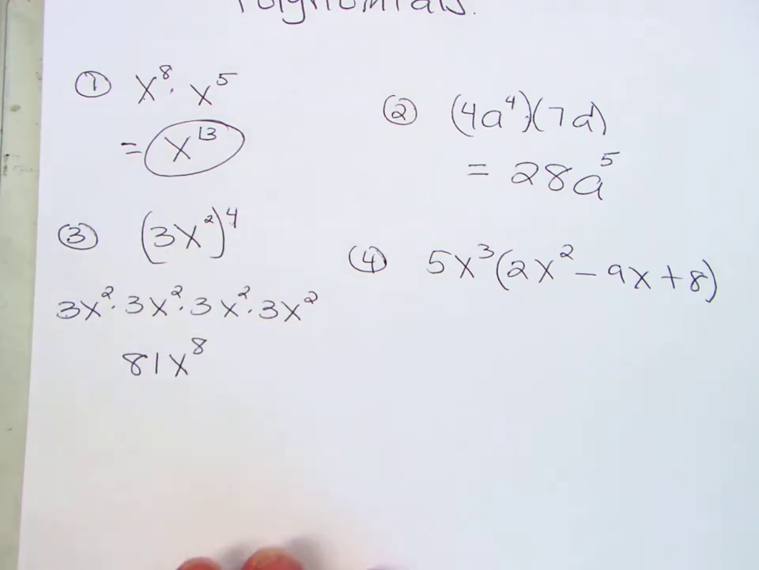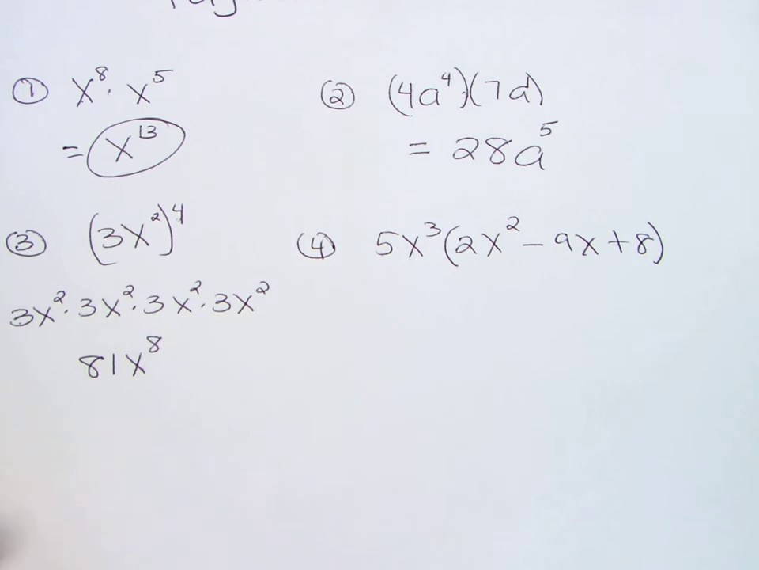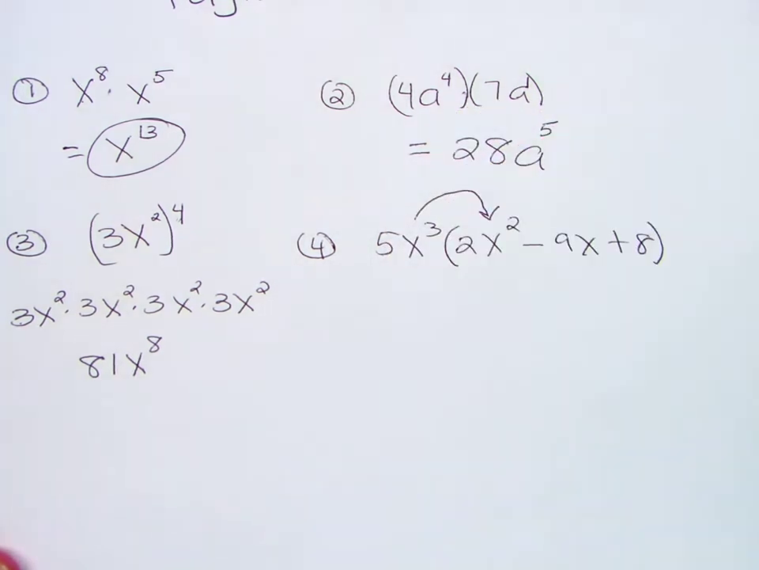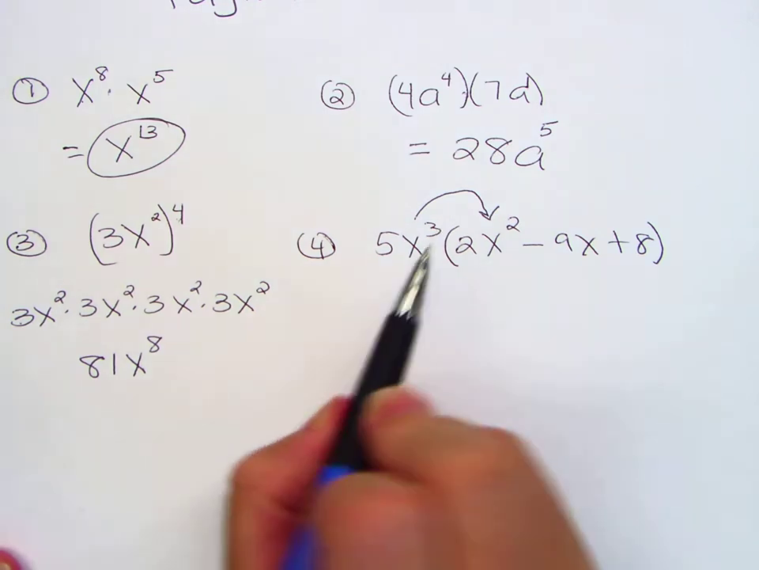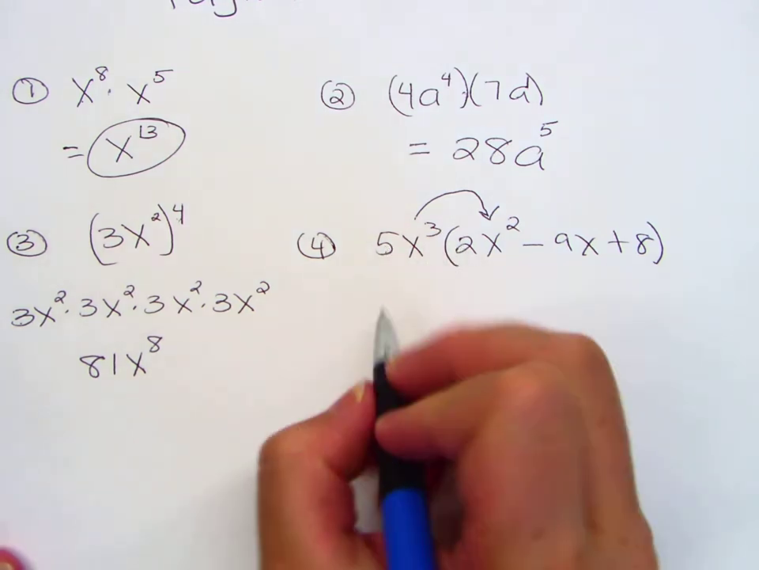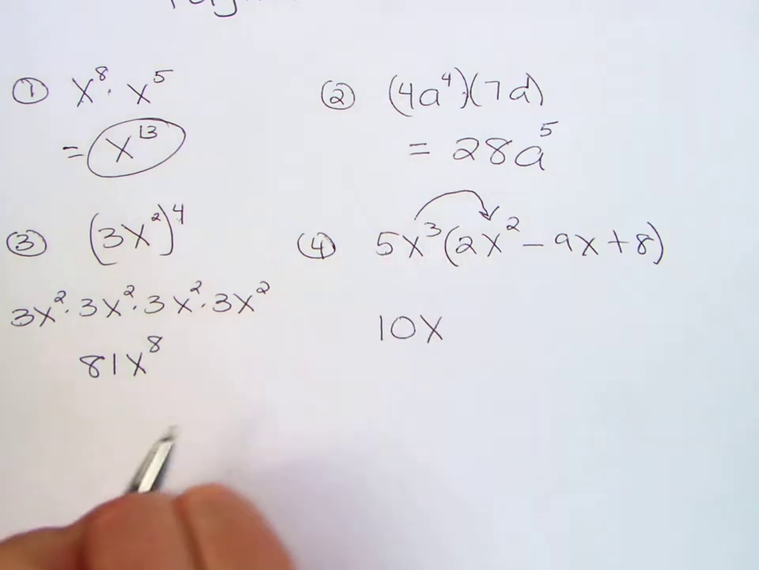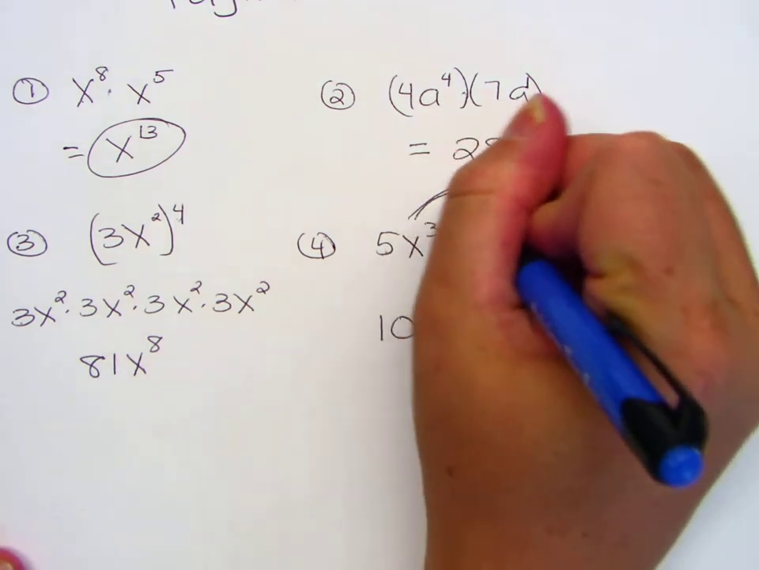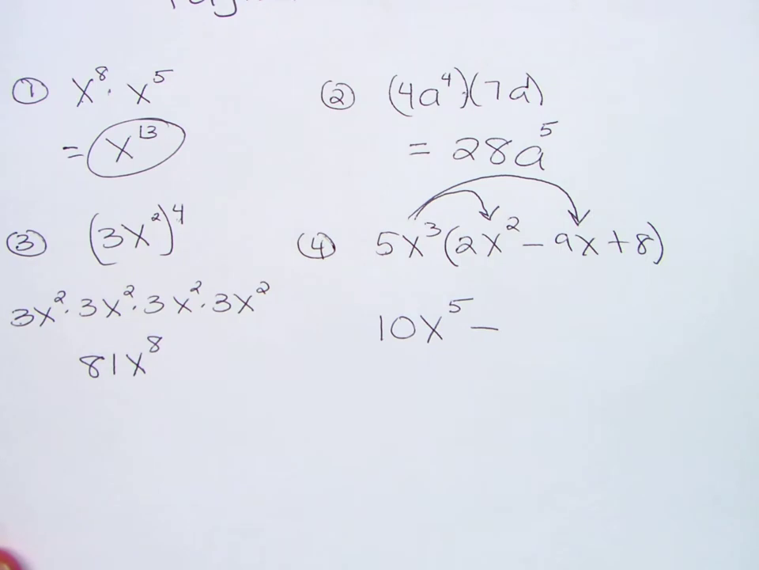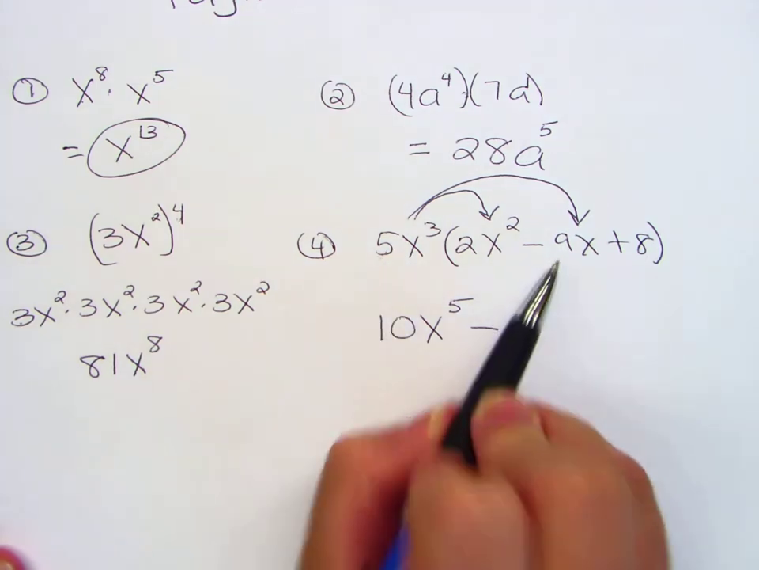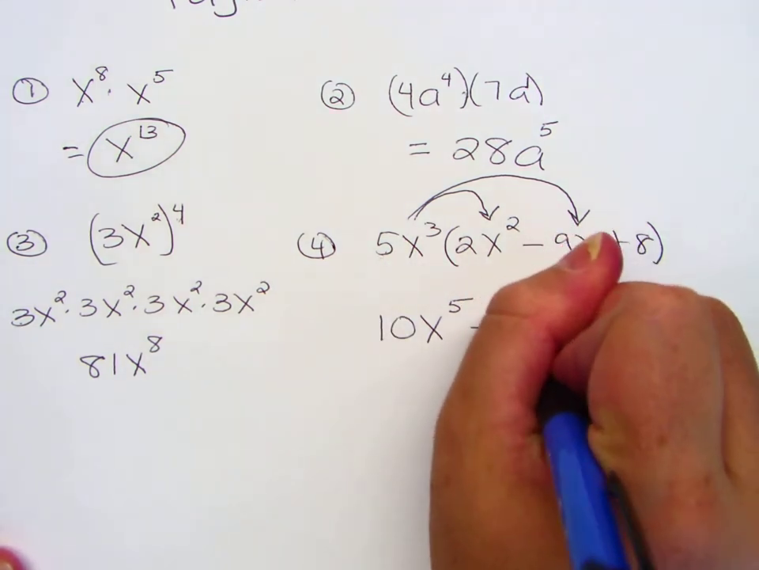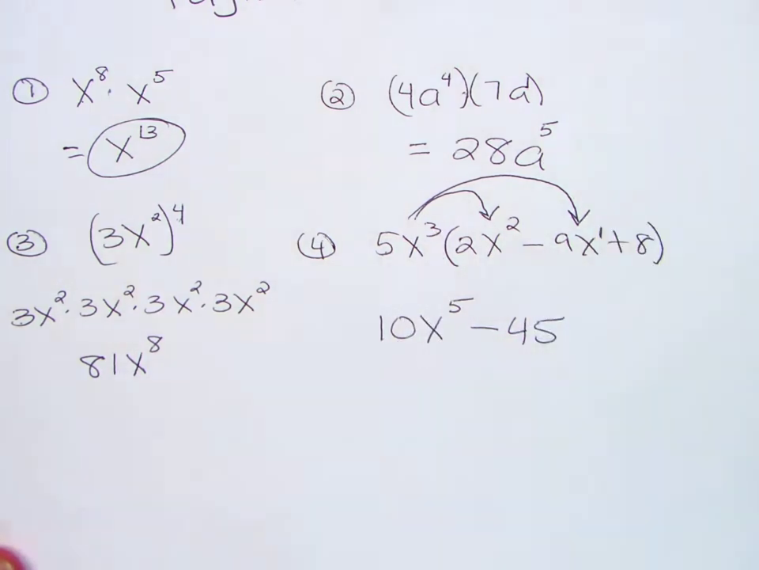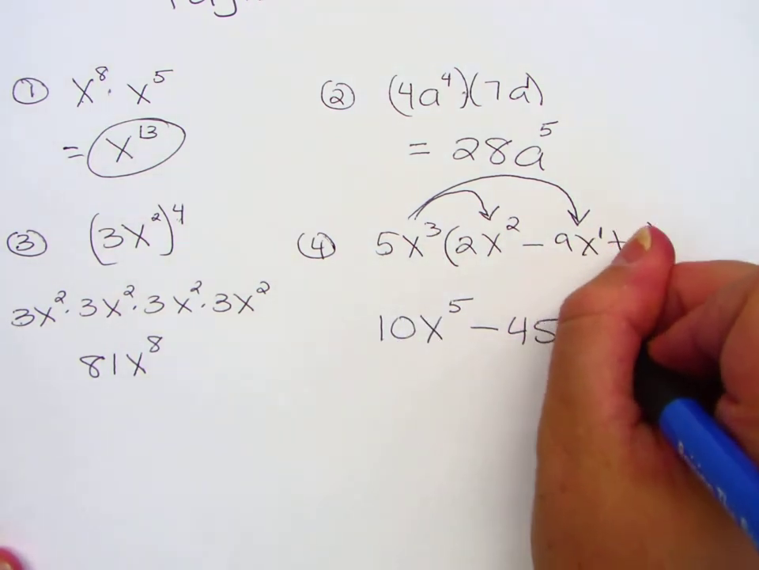Number 4, it's just a basic distributing property. Same thing, just distribute. 5x cubed times 2x squared. So multiply your coefficients. Add your exponents. 3 and 2 is 5. Minus, now distribute 5x cubed to 9x. 5 times 9 is 45. We have x to the 3rd and x. Again, remember there's a 1 here. 3 and 1 is 4.